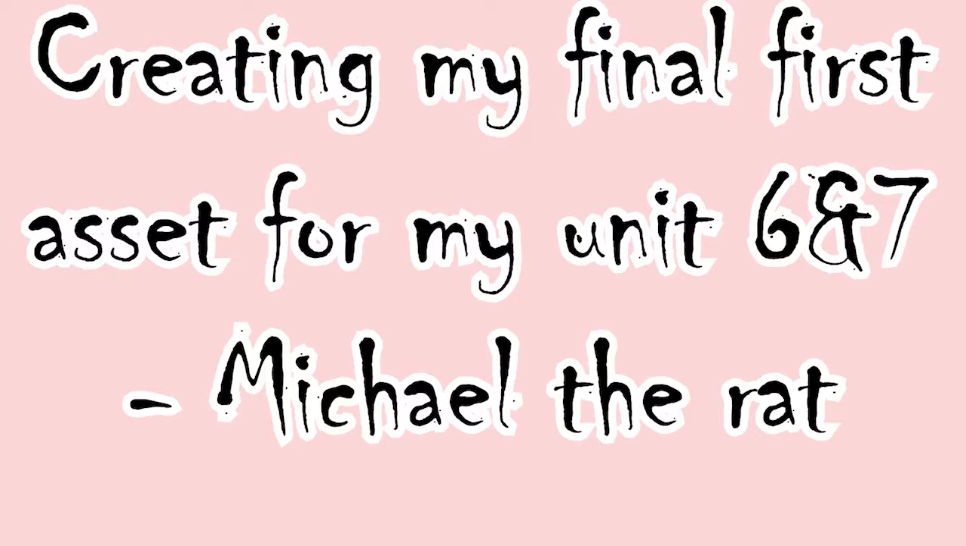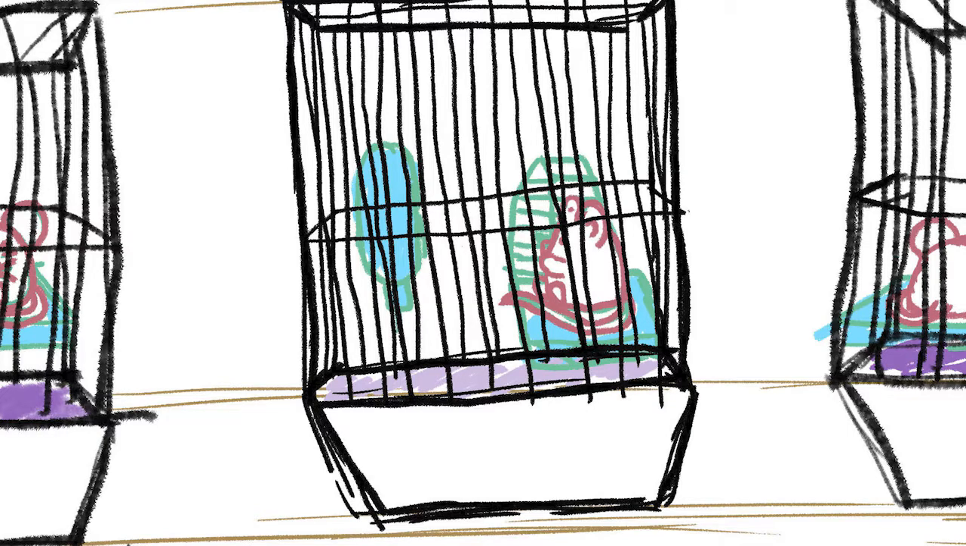In this video I'm creating one of my final pieces. This piece is an asset for one of my characters. For this asset I chose a rat in a rat cage. The rat's name is Michael. Here is a picture reference.